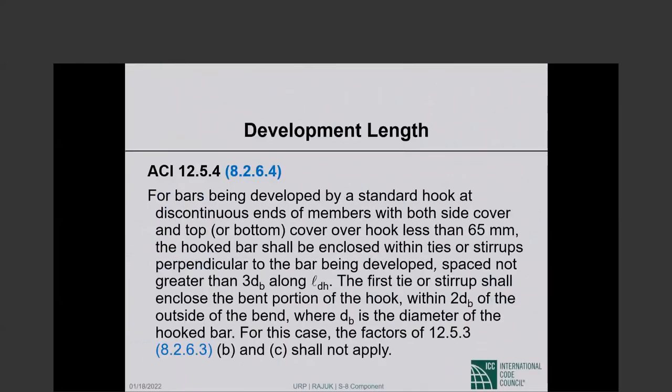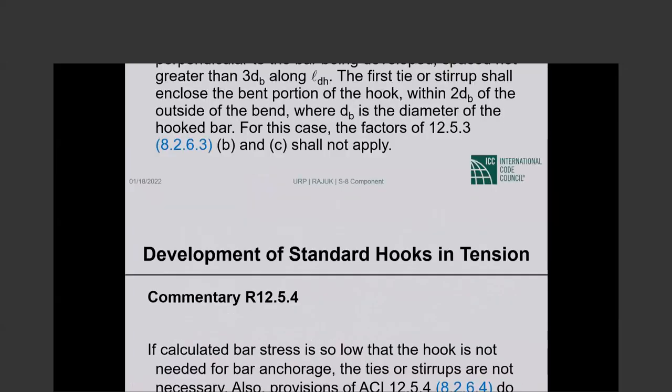So for bars being developed by a standard hook at discontinuous end of members with both side cover and top cover over hook less than 65 millimeters, the hooked bar shall be enclosed within ties or stirrups perpendicular to the bar being developed, spaced not greater than 3 bar diameter along the hooked bar development length. The first tie or stirrup shall enclose the bent portion. Anyway, it describes in detail.